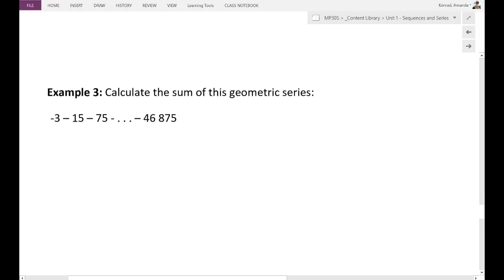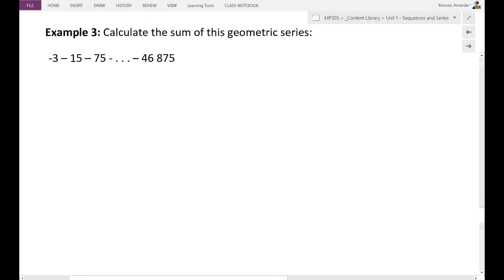You just have to know what to watch for, looking for things that are in common that are going to cancel out, and canceling them out as soon as possible can be really advantageous. Here we go. A little bit more challenging now.